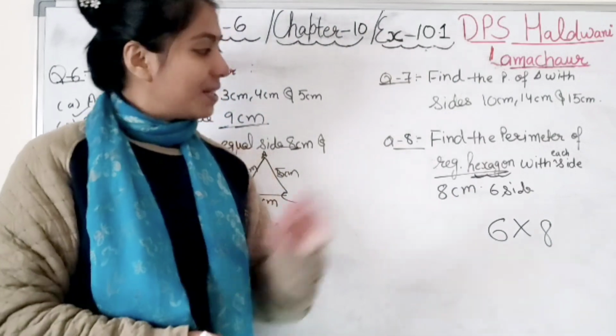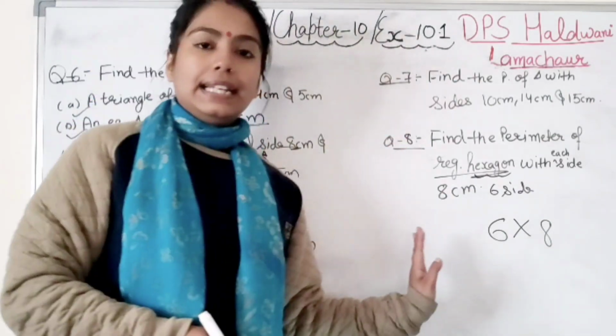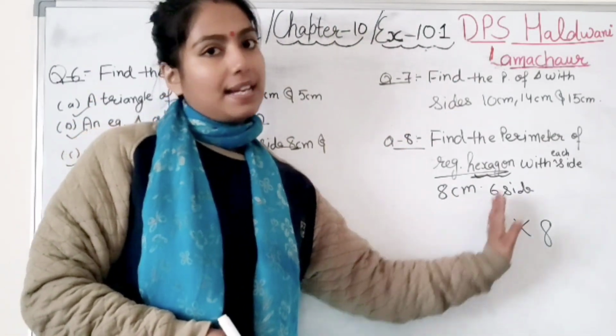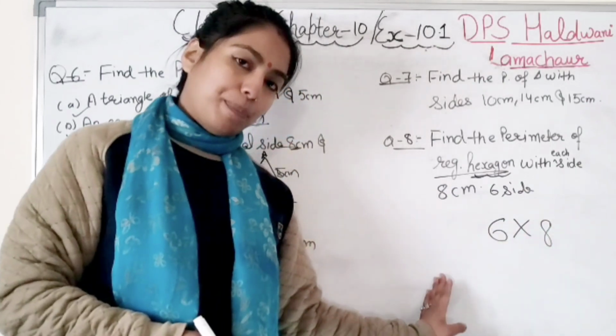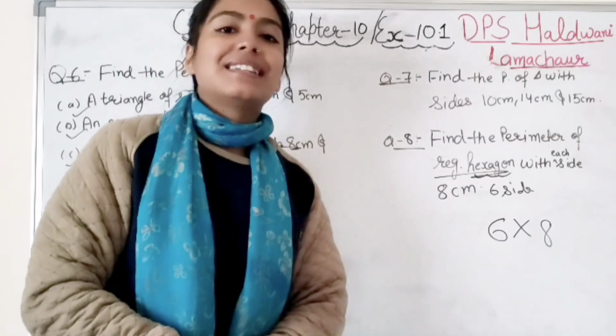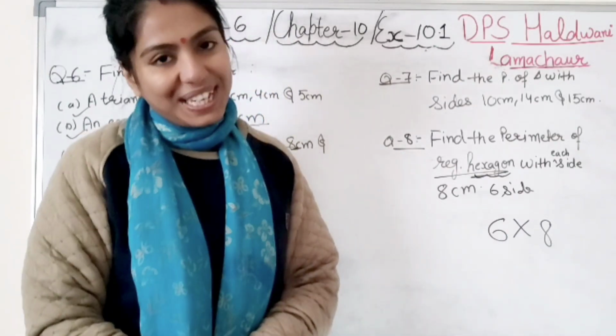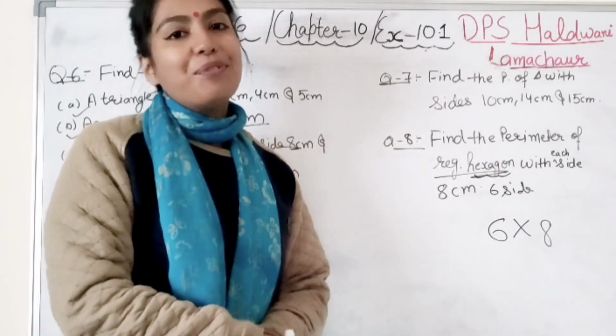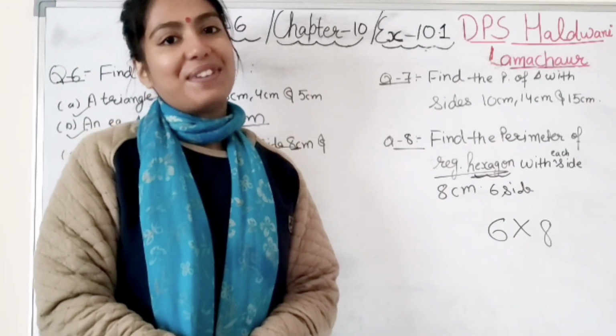Right, student? But it is a word problem. How will you do it? Each side of a regular hexagon is 8 centimeter. So the perimeter will be 6 into side. So 6 into 8, 8 6s are 48 meter. Very simple, student, and this type of question we have done in our class 5 as well.